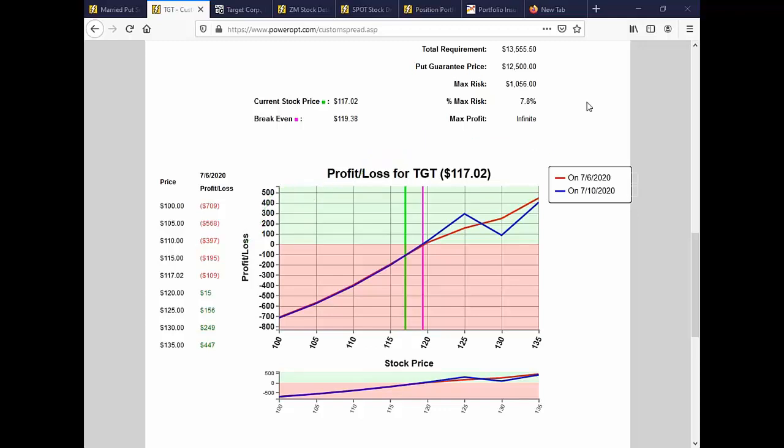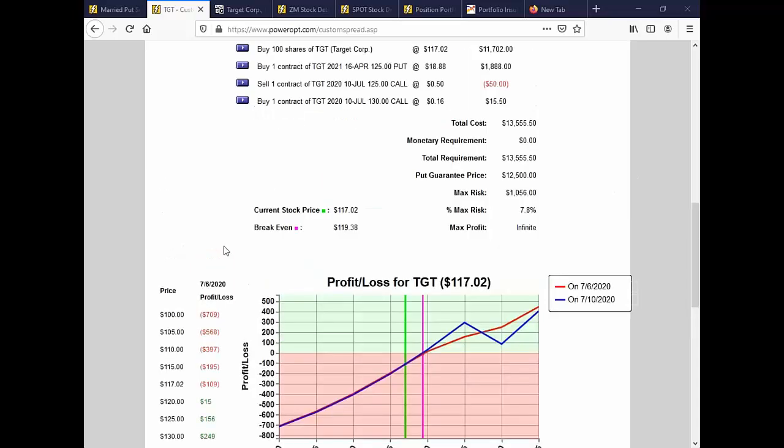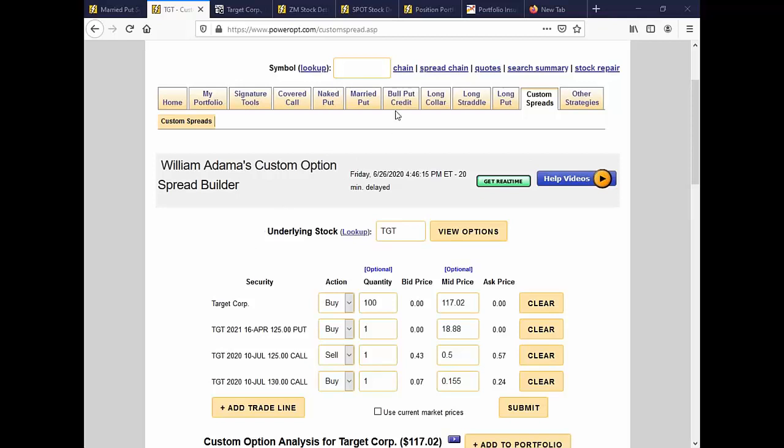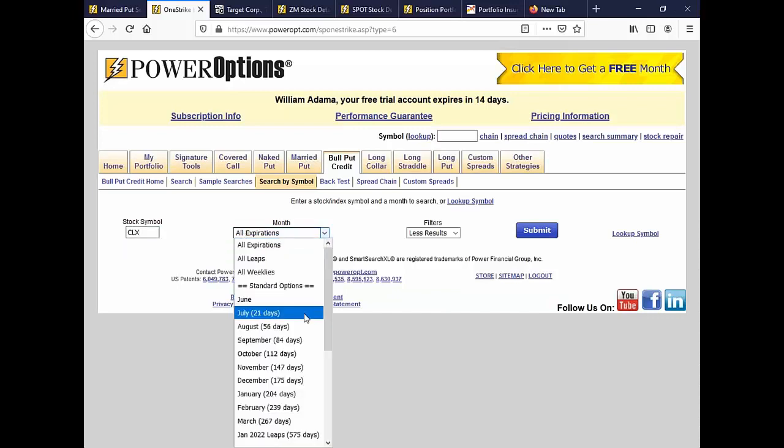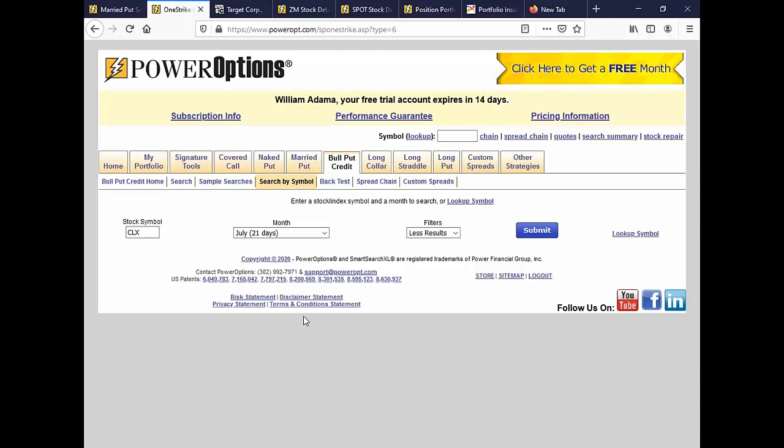Okay. Khokon already has a set idea in mind of a trade, and he says, please explain using PowerOptions tools to enter a bull put on Clorox, July 24th, 202.50, 197.5. Okay, well, if I wanted to open a bull put credit spread on a specific stock, I'd go into bull put credit, and I'd go to search by symbol. Right, I'm going to type in Clorox, CLX, and say July 24th. Okay, so I'll go to July.